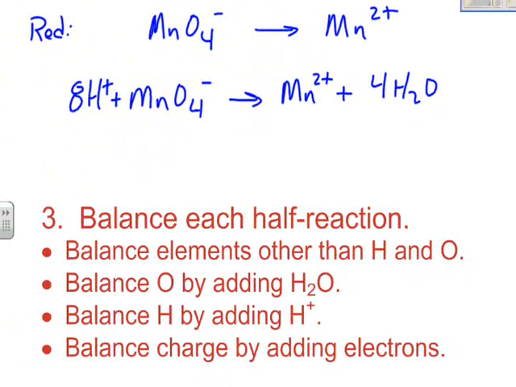And then I've got to balance the charge by adding electrons. So right now I have 8 positives on the left and 1 negative, so it's going to be a total of 7 positives on the left-hand side, and I have 2 positives on the right. So I'm going to have to add 5 electrons to the left side to balance that out. So my 5 electrons, my 8 protons, and the -1 charge on the permanganate add up to a 2 plus. And then over on the right I've got my manganese that's got a 2 plus. So I've now successfully balanced the reduction half reaction.